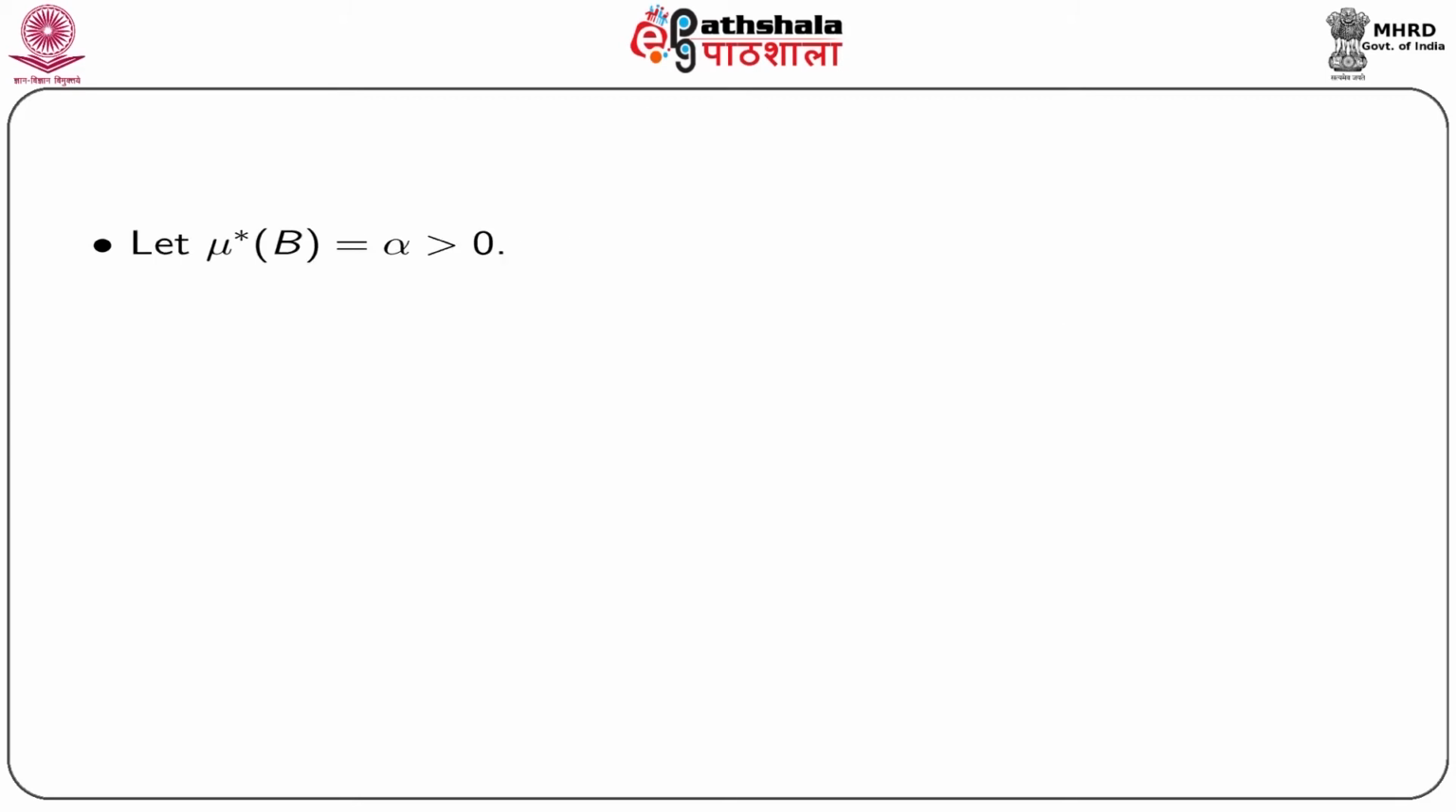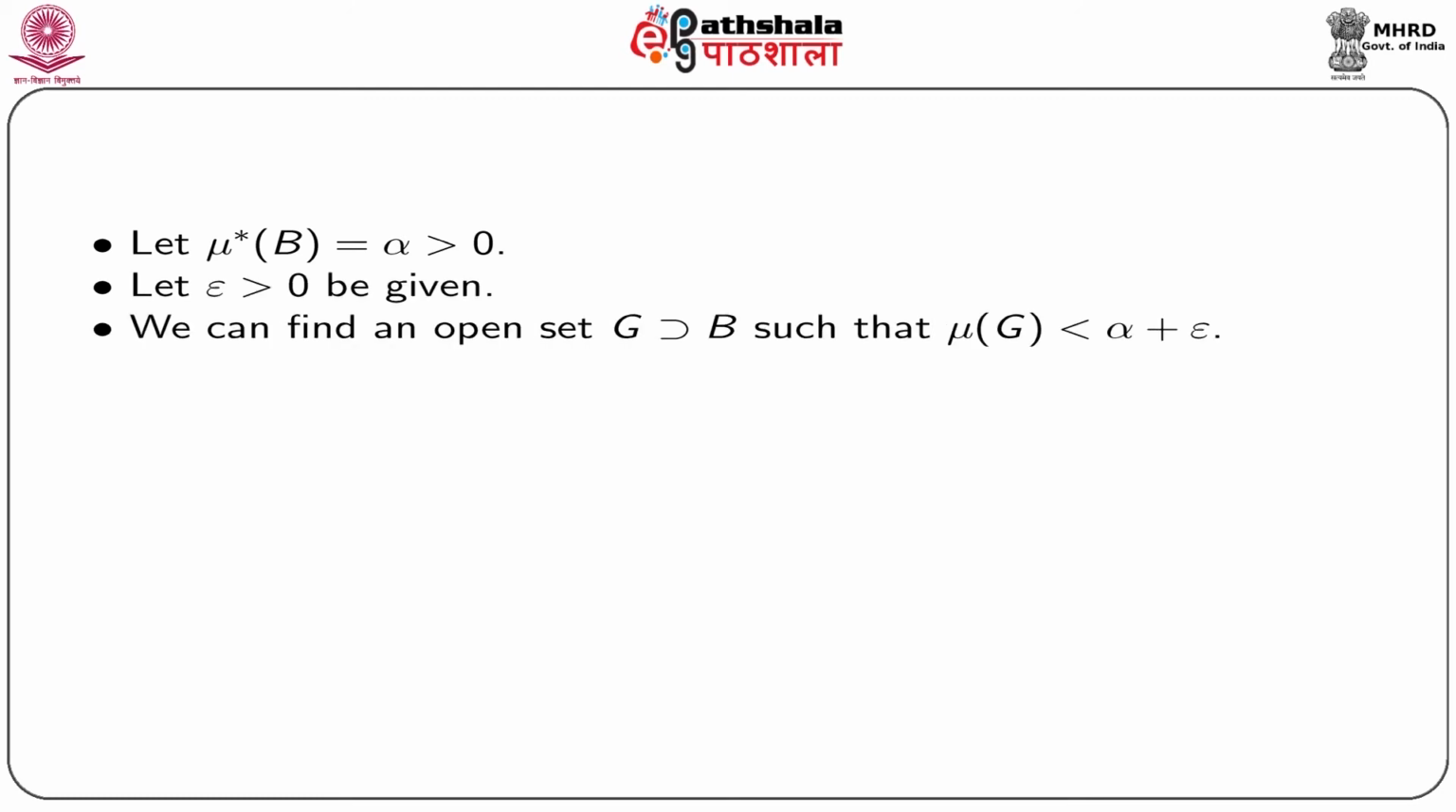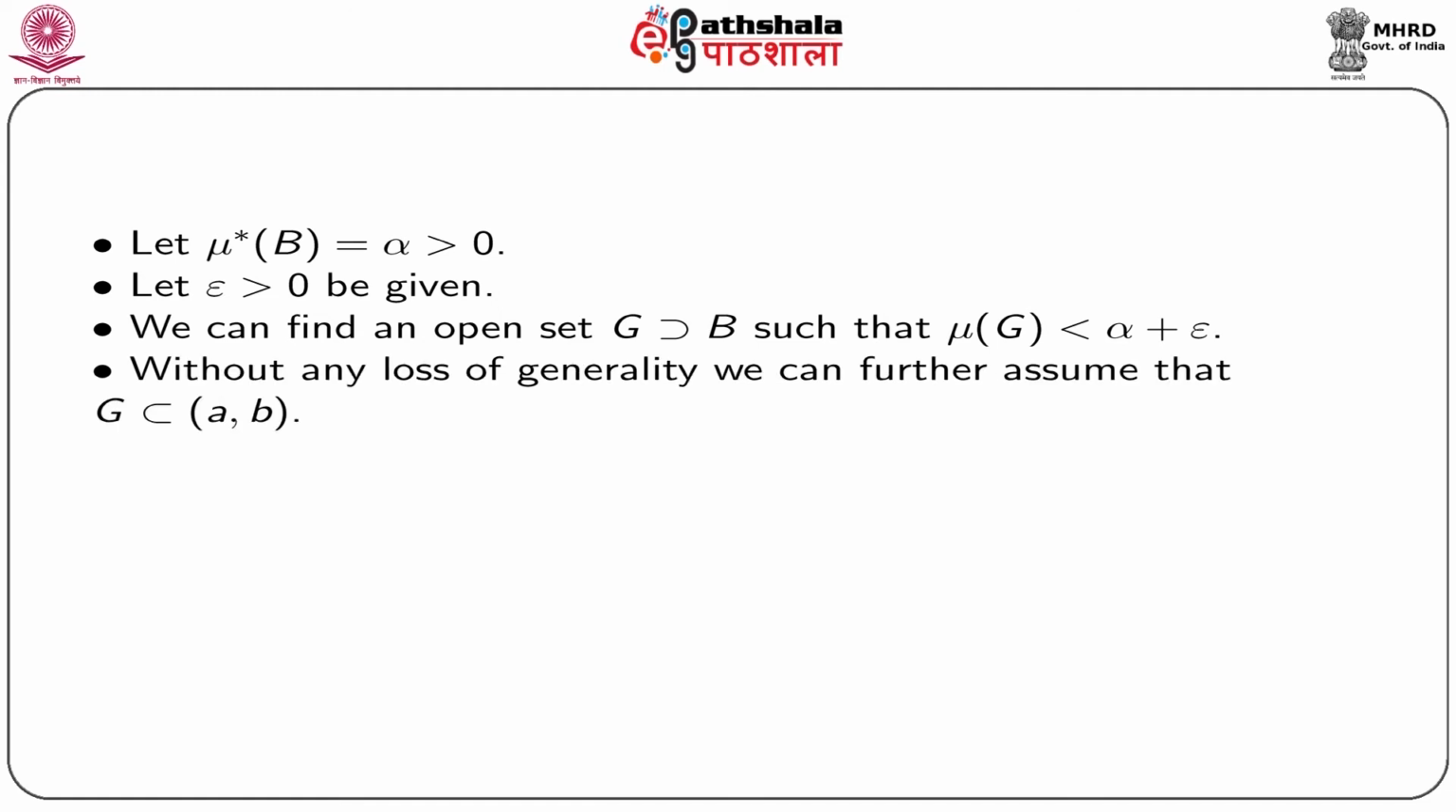So, suppose that mu star of B is equal to alpha, which is greater than 0. Now, let epsilon greater than 0 be given. From the definition of outer measure, we can find an open set G containing B such that mu G is less than alpha plus epsilon. Without any loss of generality, we can further assume that G is a subset of the open interval (a, b).